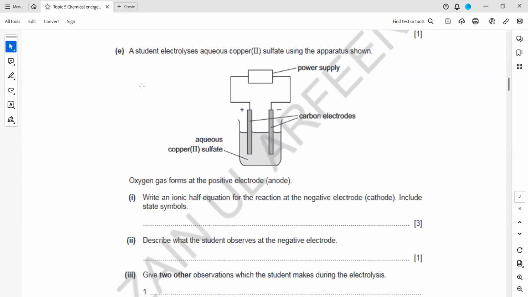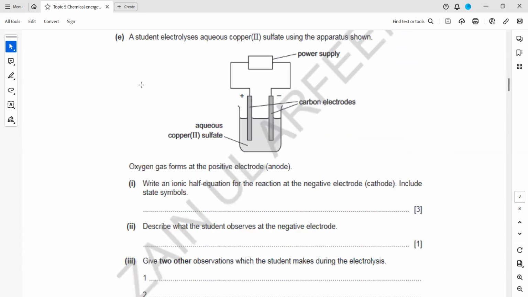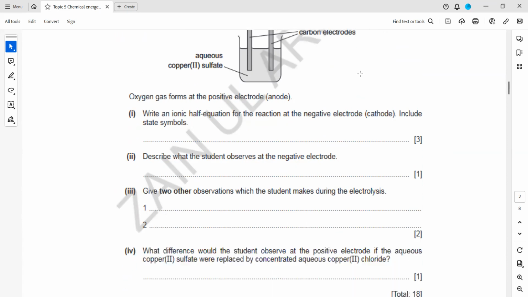In part E, a student electrolyzed aqueous copper 2 sulfate using an apparatus. Carbon electrodes are there.